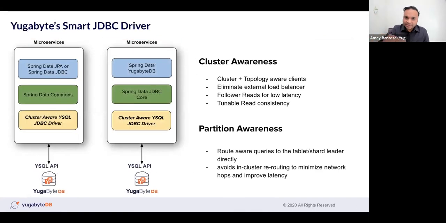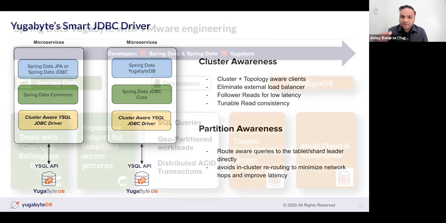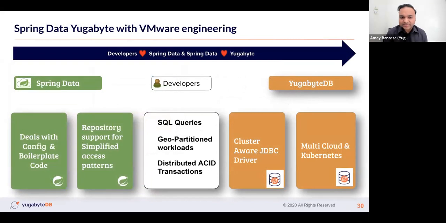Now, the smart driver capability that I mentioned before, this basically provides you cluster awareness and partition awareness, so you don't have to rely on external load balancers, as well as we let the Yugabyte client application drivers make sure that the routing is handled natively. So that's one of the core important things for our users to provide low latency, high throughput access for their microservices and application workloads that way. The other collaboration that we are doing is with VMware.